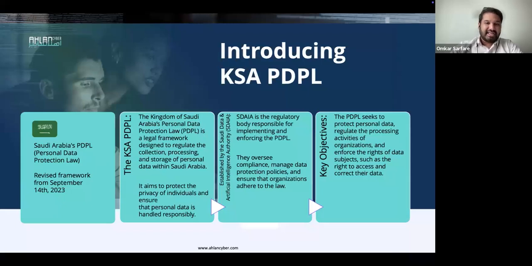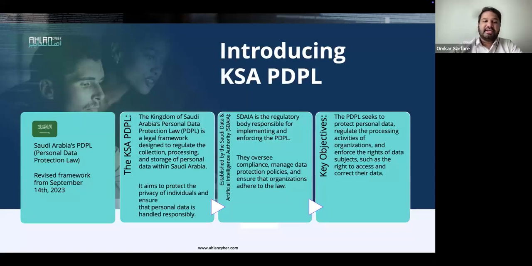So firstly, I'd like to share with you an important development in the realm of privacy and data protection within the Kingdom of Saudi Arabia. That is the Personal Data Protection Law of the Kingdom of Saudi Arabia, also called the KSA PDPL. This law was passed way back on September 14th, 2023, but was recently enforced on September 15th, 2024. That is, organizations were given 1 year to comply with the law.